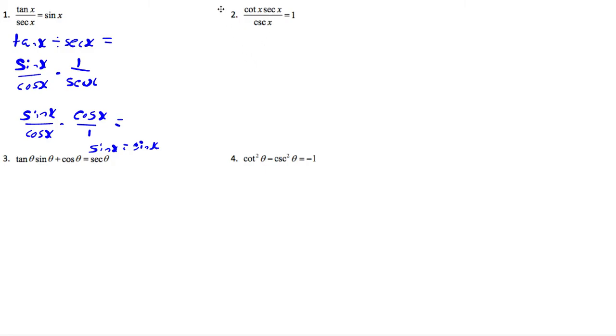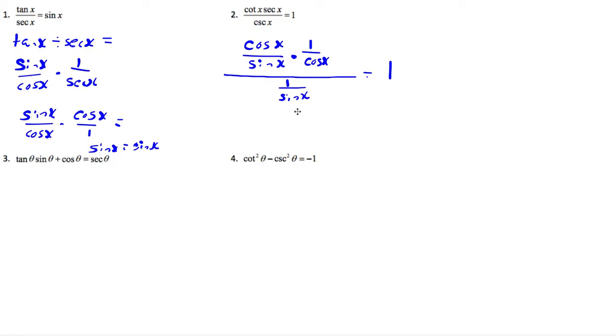Cotangent and secant, hopefully you're starting to see a pattern. Cotangent is cosine over sine, secant is 1 over cosine. So cotangent, that is actually cosine of x over sine of x, times secant of x, which is 1 over cosine of x. And this is going to be divided by cosecant of x, which is actually 1 over sine of x.